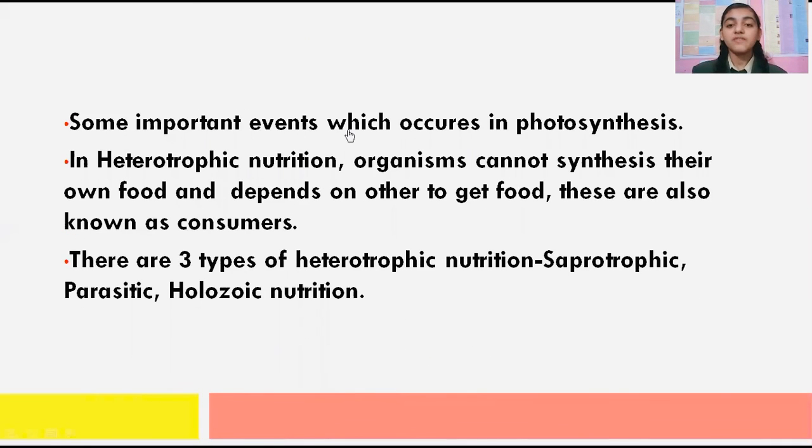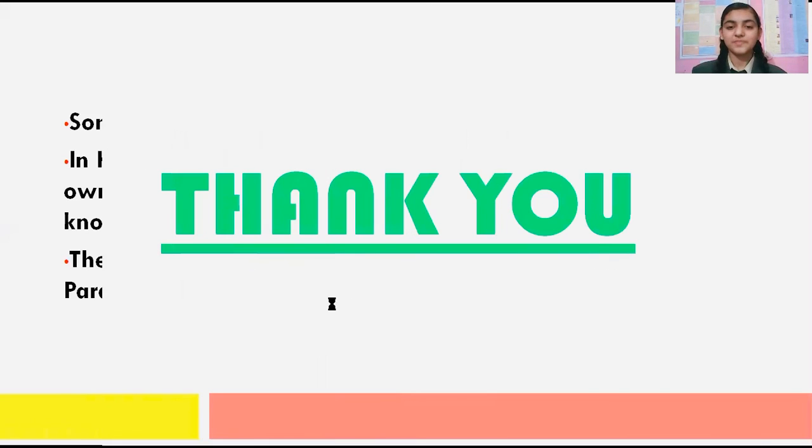Some important events which occur in photosynthesis were discussed. In heterotrophic nutrition, organisms cannot synthesize their own food and depend on others to get food. These are also known as consumers. There are three types of heterotrophic nutrition: saprotrophic, parasitic, and holozoic nutrition.